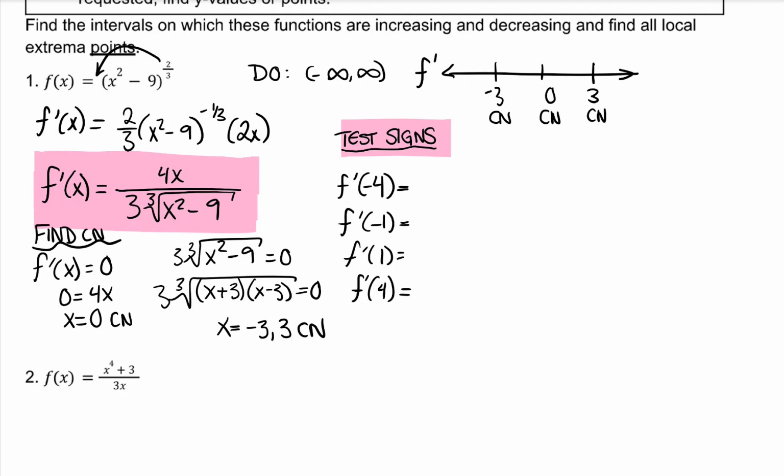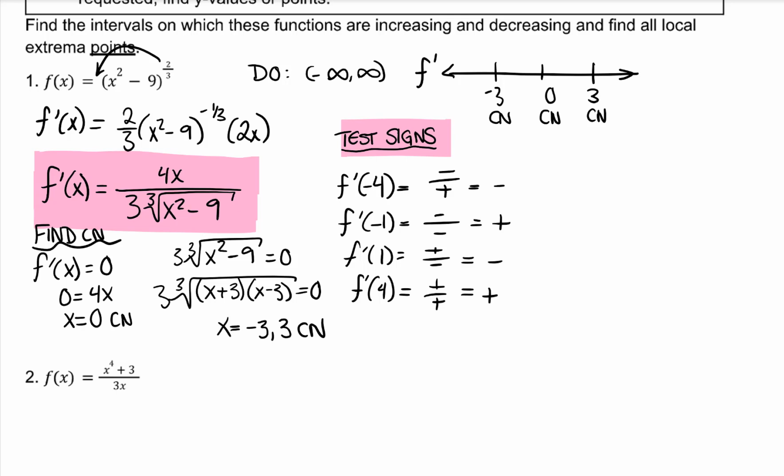Now remember, for testing the signs, we only care if it's positive or negative. We don't actually care about the number result. So when we plug in negative 4 into the derivative, we have a negative on the top, and the denominator would be positive. For f prime of negative 1, negative on the top, and negative on the bottom. Then we have f prime of 1, positive on the top, but negative on the bottom, and f prime of 4, positive over positive.